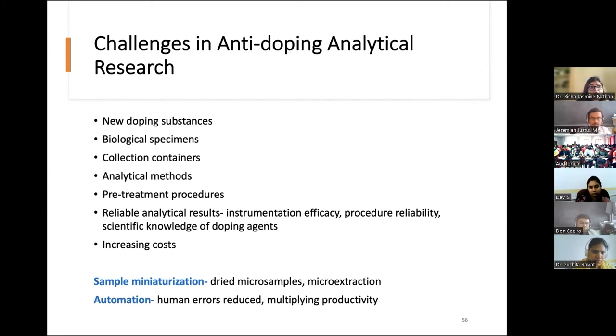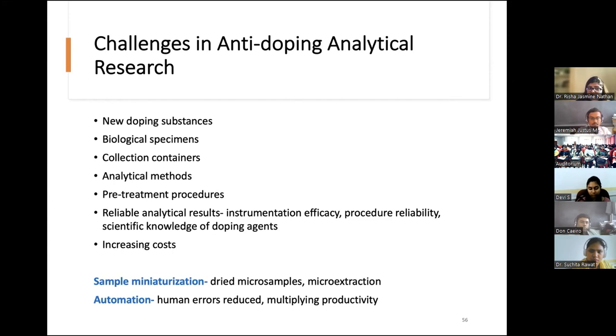There might come a day when they will not take 7 minutes or 10 minutes to analyze one sample, and 250 or thousands of samples can be done in just a matter of a few seconds. So they're working toward that aim in the future. Pre-treatment procedures need to be correct.